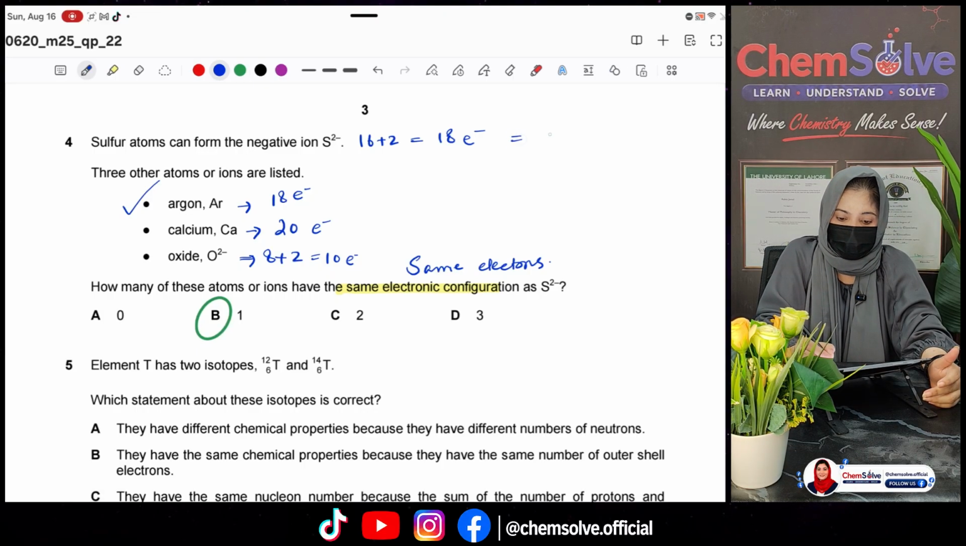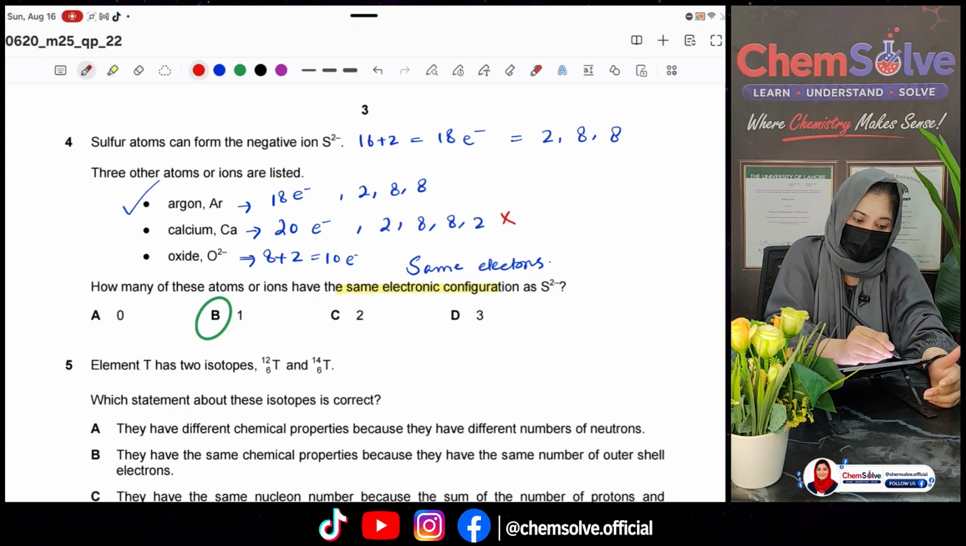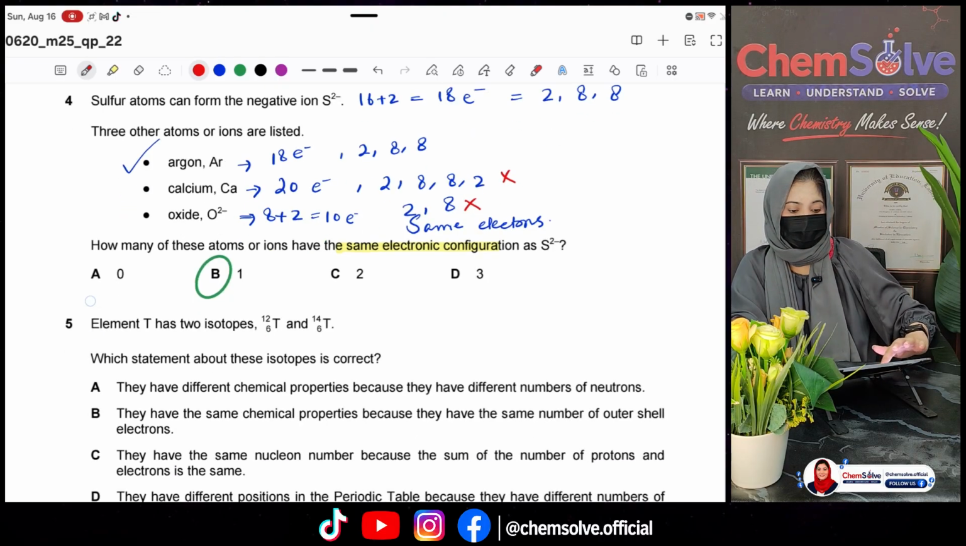It would have the electronic configuration 2, 8, 8, and S minus 2 also has 2, 8, 8. So they are exactly the same. While for this, it would have 2, 8, 8, and 2. That's why it is not matching, right? And this would have 2, 8 only. It also doesn't match with S minus 2.